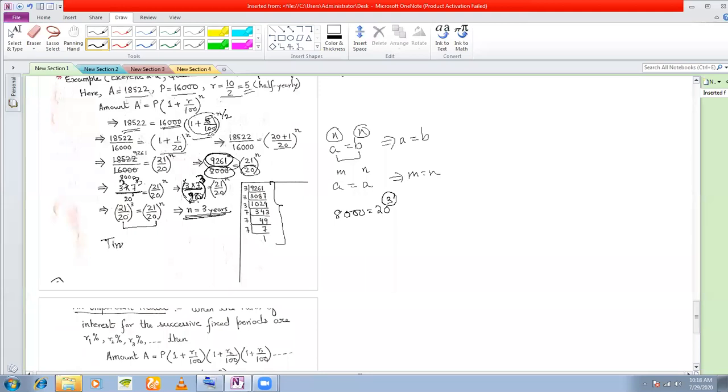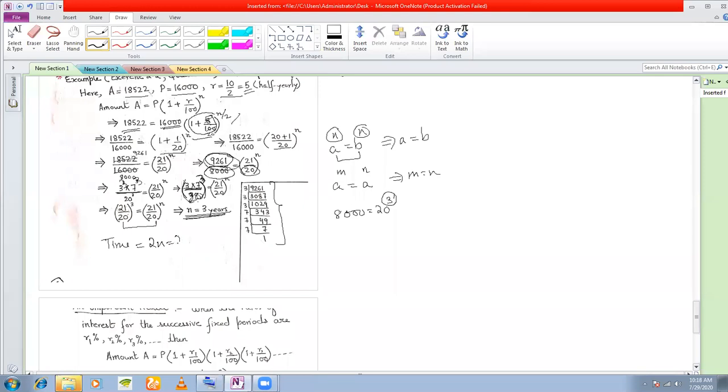Therefore, the time is, since I have not divided n by 2, I will divide n by 2 here. Time is equal to n by 2, which is 3 by 2, which is 1.5 years. Is that clear? Sir, yes. In half yearly we multiply the time with 2. Then why have you divided? Oh, yes. Time. I'm sorry. I've divided it by mistake.